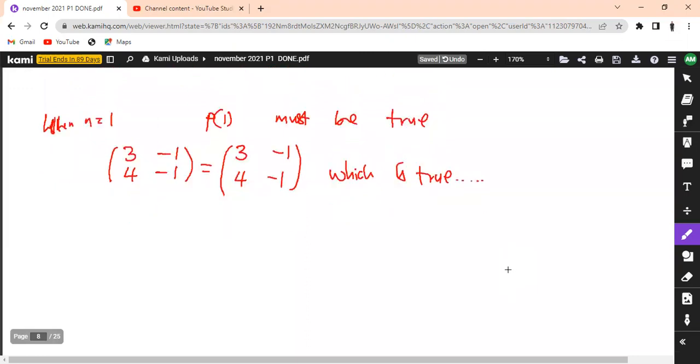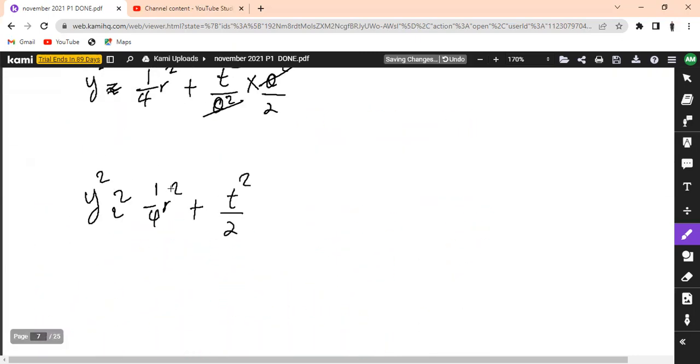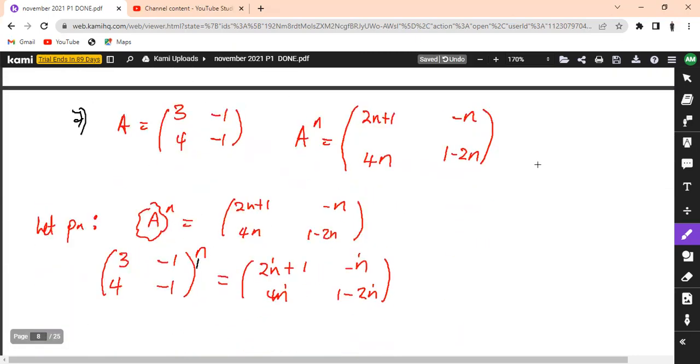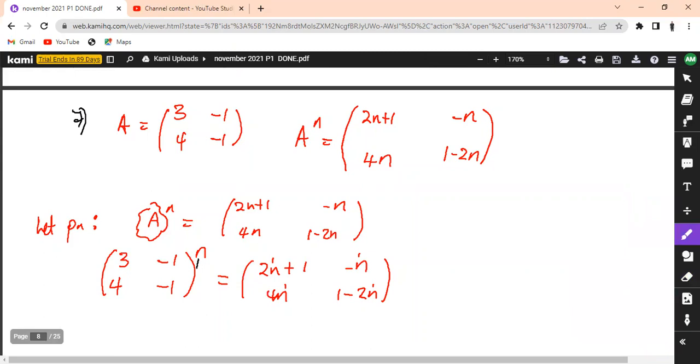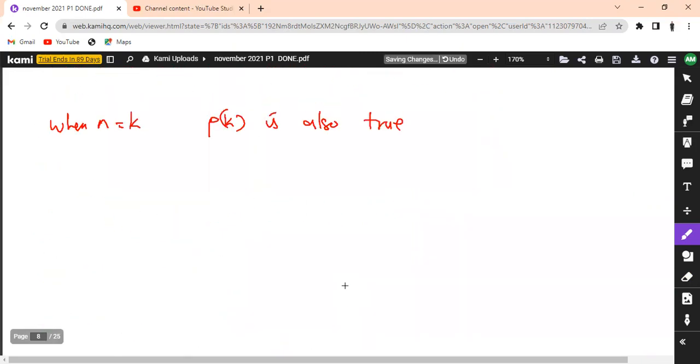We can let our n be equal to k. So now when n is equal to k, it means Pk is also true. If this is true, this one is just a matter of substituting k in place of n. Wherever there is n here, we are going to put k. So I think we understand what I'm trying to say.